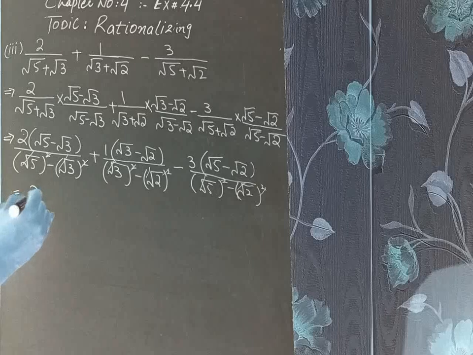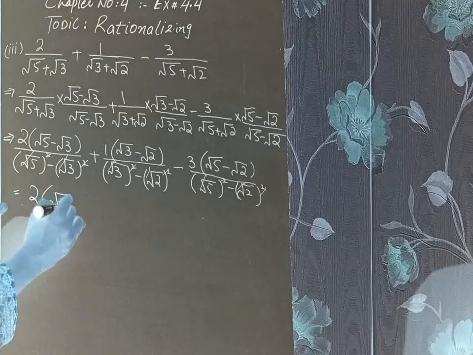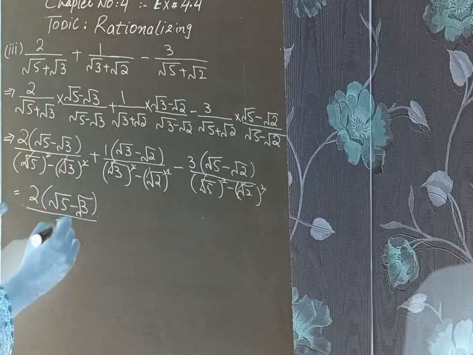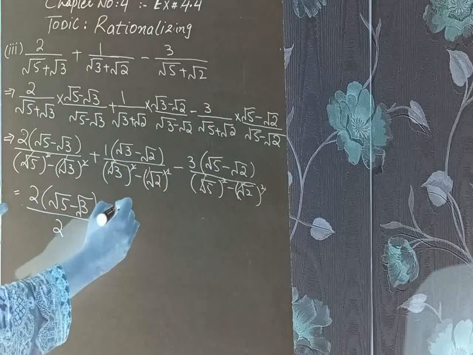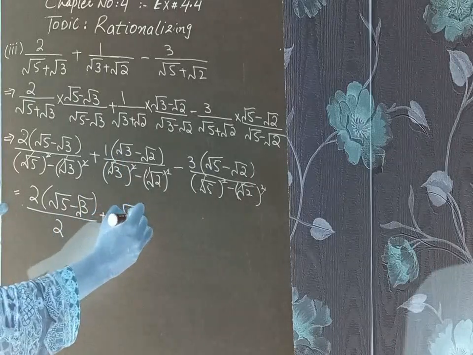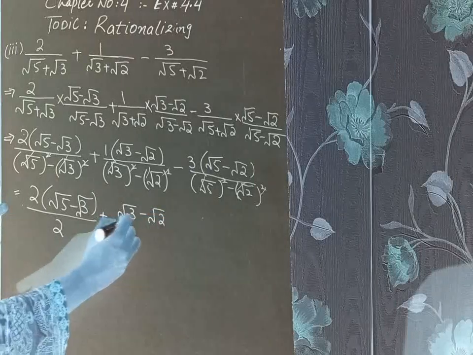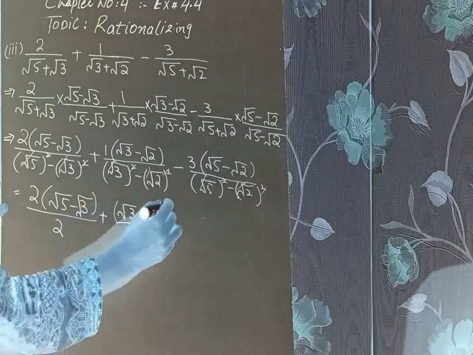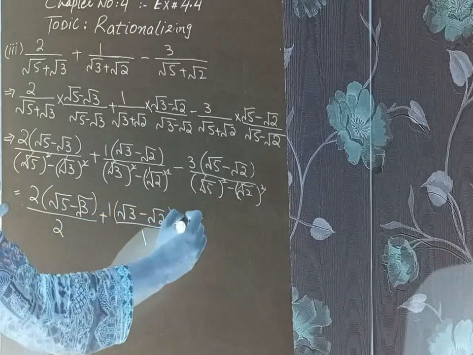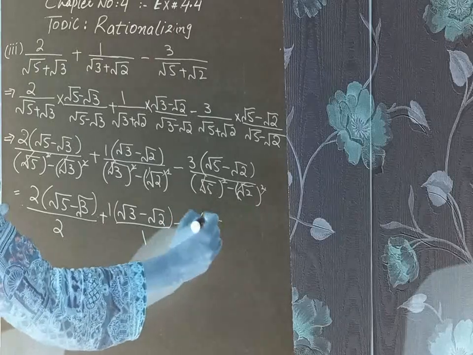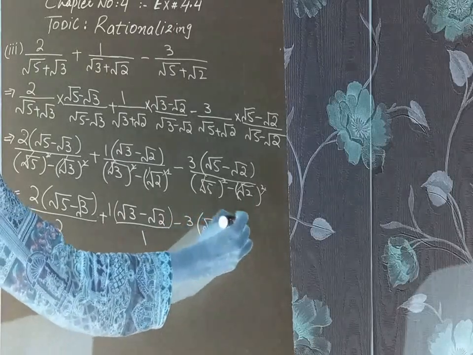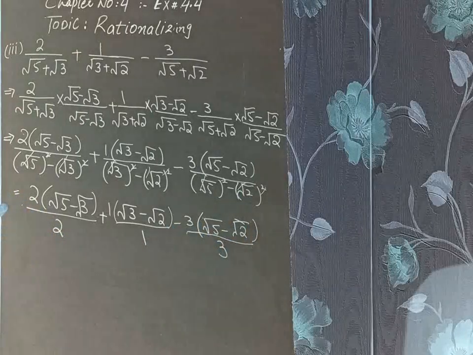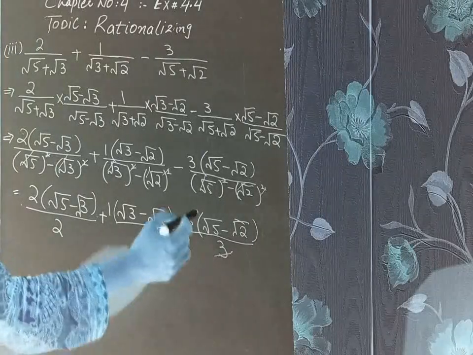Now this is 2 times √5 minus √3, divided by 5 minus 3 is 2, plus this is √3 minus √2. There is no change because of 1. 3 minus 2 is 1. Minus 3 into √5 minus √2, and this is divided by 5 minus 2 is 3. Now you can see from here that these can be cancelled.